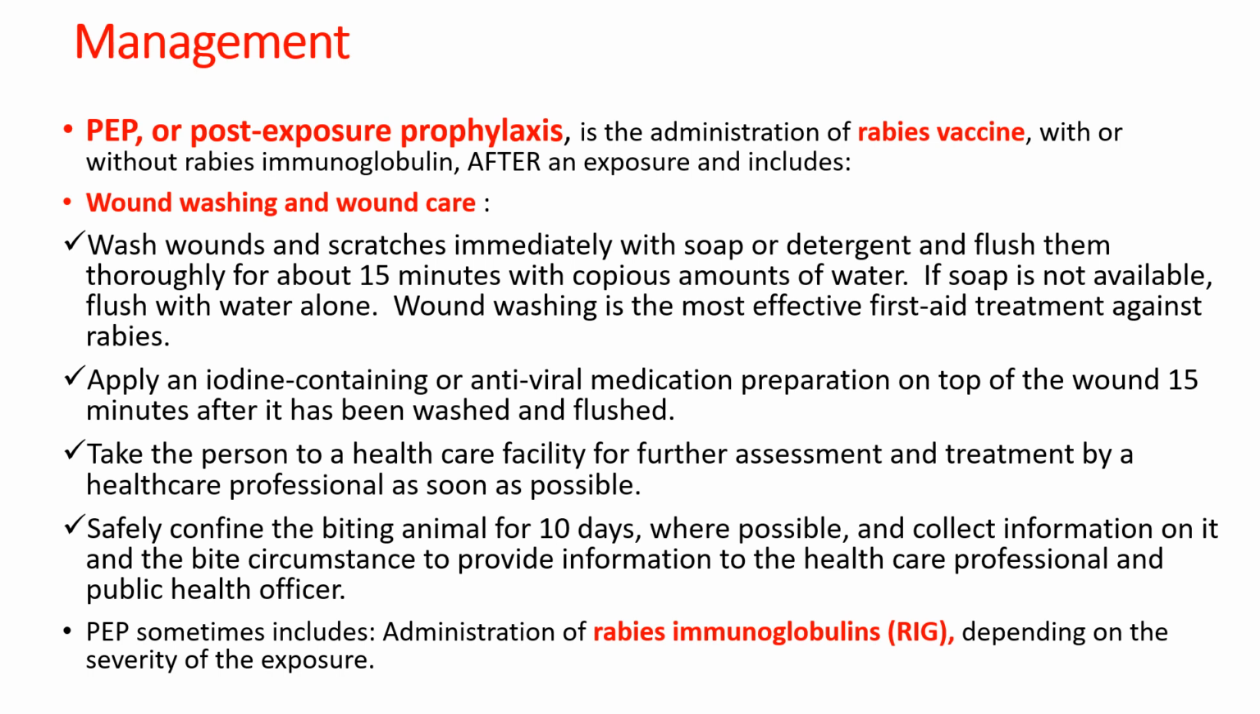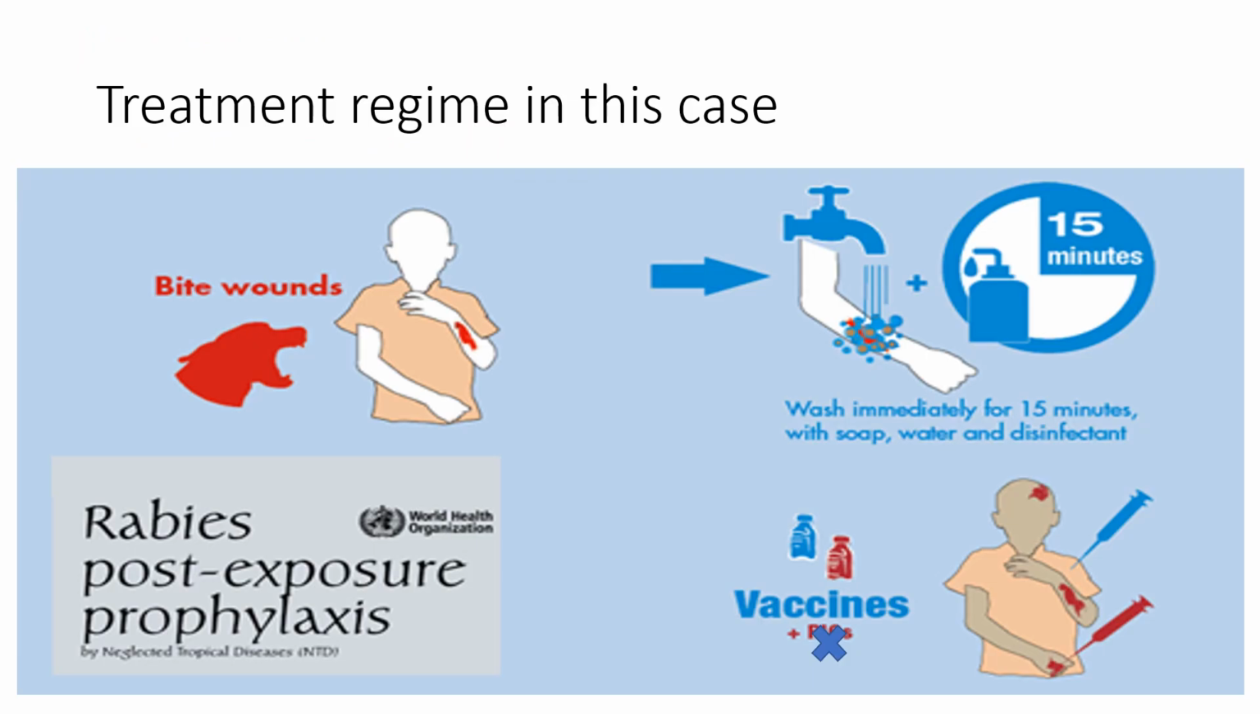And take the person to a nearby healthcare facility for further assessment and treatment by a healthcare professional as soon as possible. The biting animal should be safely confined for a period of 10 days where possible, and collect information on it and the bite circumstances to provide to the healthcare professional and public health officer. And the PEP sometimes includes the administration of rabies immunoglobulin or RIG, depending on the severity of the exposure, which we all discussed.